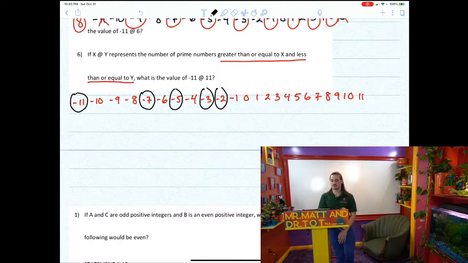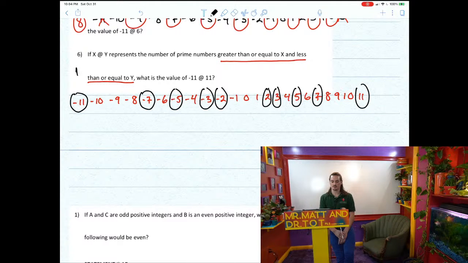10 primes greater than or equal to negative 11 and less than or equal to positive 11. If you have any questions, please let me know. Otherwise, let's take a look at these problems here.